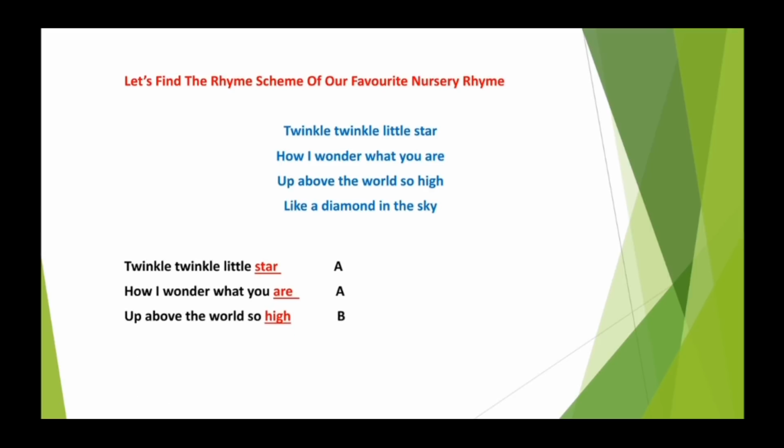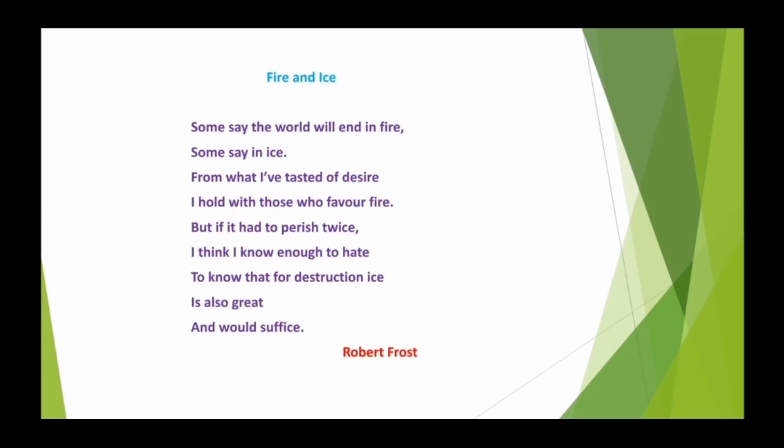Up above the world so high. Now high is not rhyming with star or R, so we will write B. And in the last line, like a diamond in the sky. Sky is rhyming with high, so B. So the rhyming scheme of this poem is AA, BB. Now don't forget that the rhyming scheme of this poem is AA, BB. Now let's move to the next poem to know more about rhyme scheme.